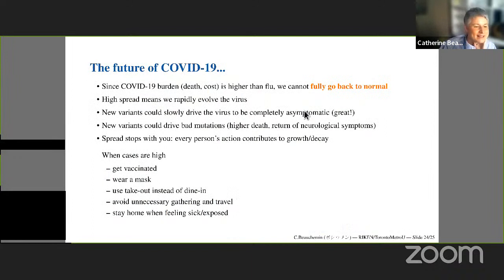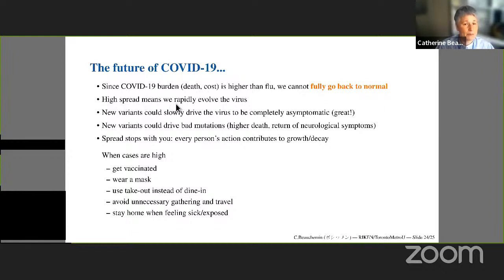Okay, so the bell has ended. So basically, since COVID-19 burden, and by burden, I don't mean just the death, but also the cost and the absenteeism is higher than flu, we cannot actually, even if we want to, even if we choose to, the reality will be that it's not going to be normal. So even if we act as though it's normal, the everyday life will not be normal. The busyness at hospital will not be normal. The rate at which we lose people will not be normal. The cost of the disease will not be normal.